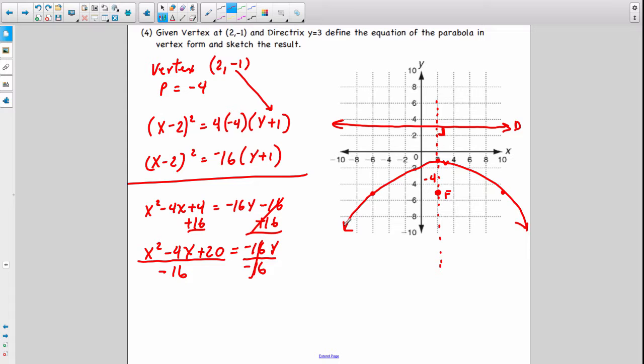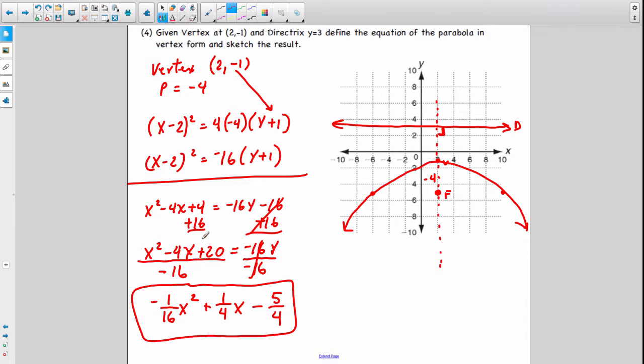When your p is negative and it goes to standard form, you can see very clearly that this is a downward opening parabola. So it's negative 1/16 x^2. 4 divided by 16 is positive 1/4. So my b value is 1/4. And my c value is a negative fraction again. Looks like 4 goes in, right? So -5/4. And that's standard form. Very, very cool.